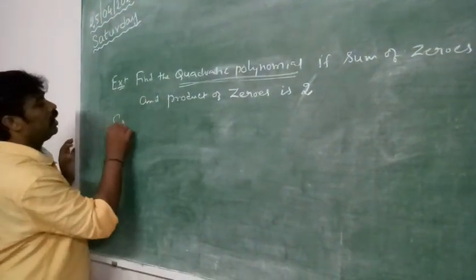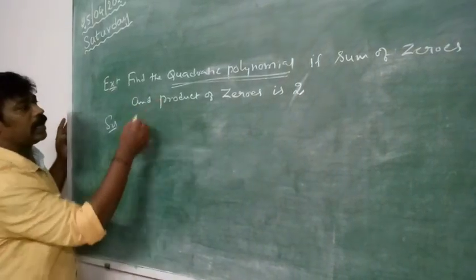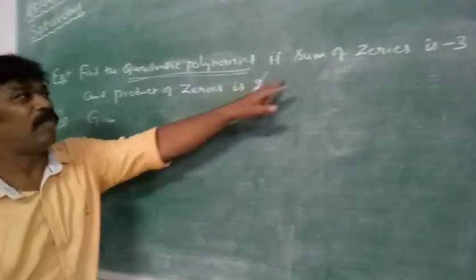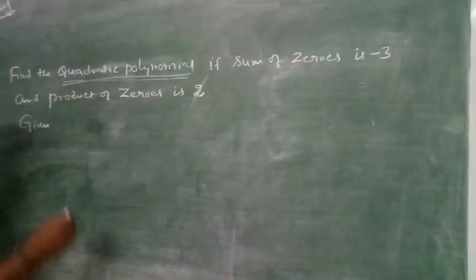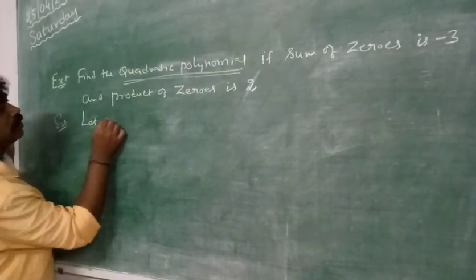So how to find the quadratic polynomial if you know the sum and product of zeros? Again, first we have to write what is given. So what is given there? Sum of zeros. Let the zeros be alpha and beta.